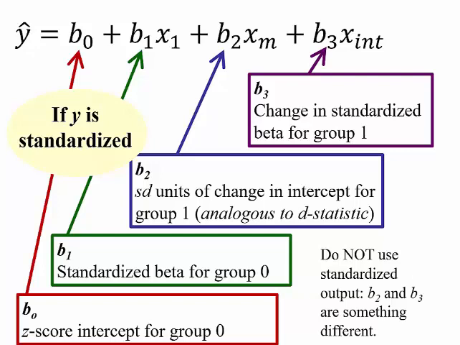Now, if you have standardized y, as I recommended doing, we can be more specific about exactly what these scores are. If y is also standardized, then our intercept is actually the intercept for group 0 as a z-score. So if it's negative, it means they're below the mean for your entire sample. If it's positive, it means they're above the sample mean. It's the mean for group 0 in a z-score format. Beta 1 then becomes the standardized beta for group 0 because everything's now standardized.